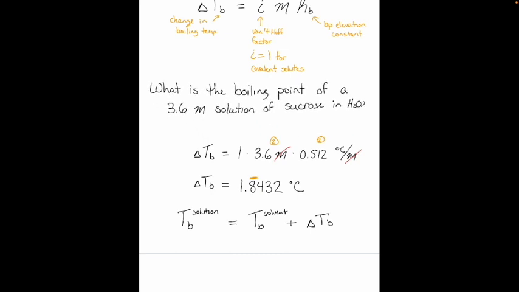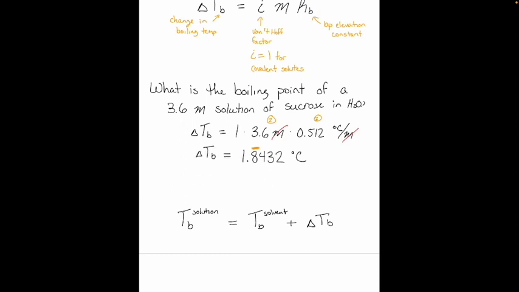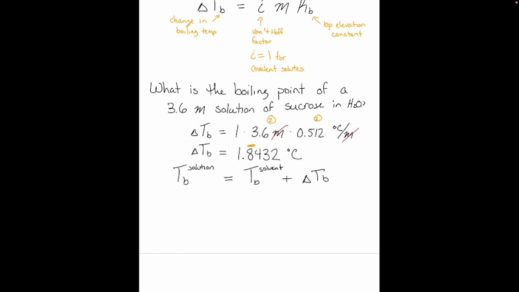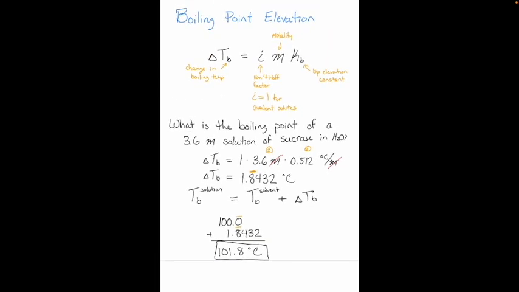Okay, and so for water, we're given 100.0 degrees Celsius on our table. So again, we can take our 100.0, add that 1.8432. We got our sig fig here in that tenths place. So my final answer here would be 101.8 degrees Celsius. All right. So that is for boiling point elevation.